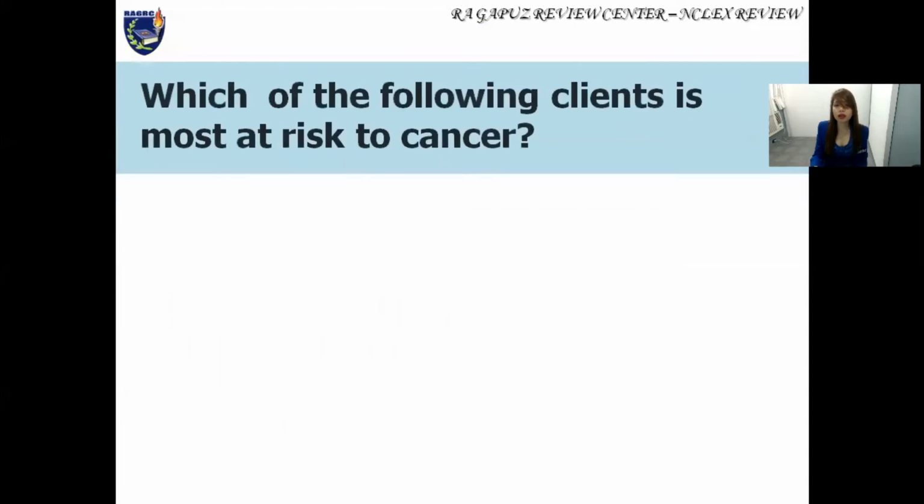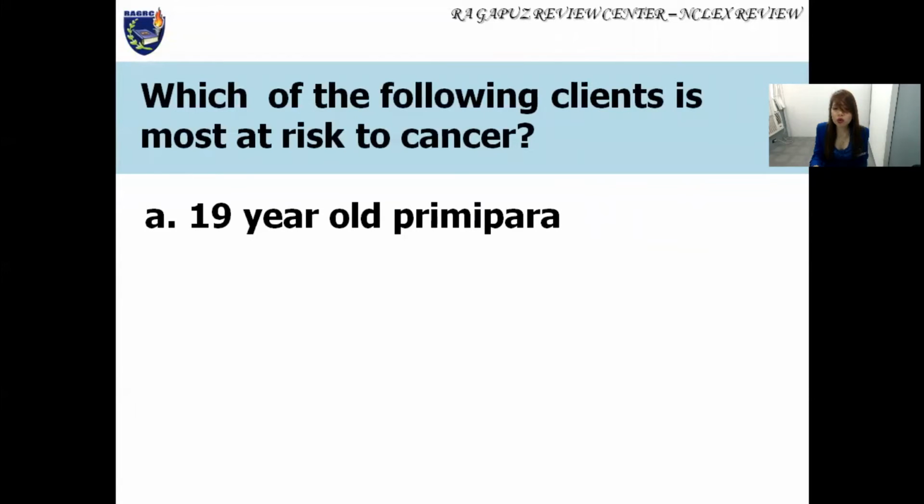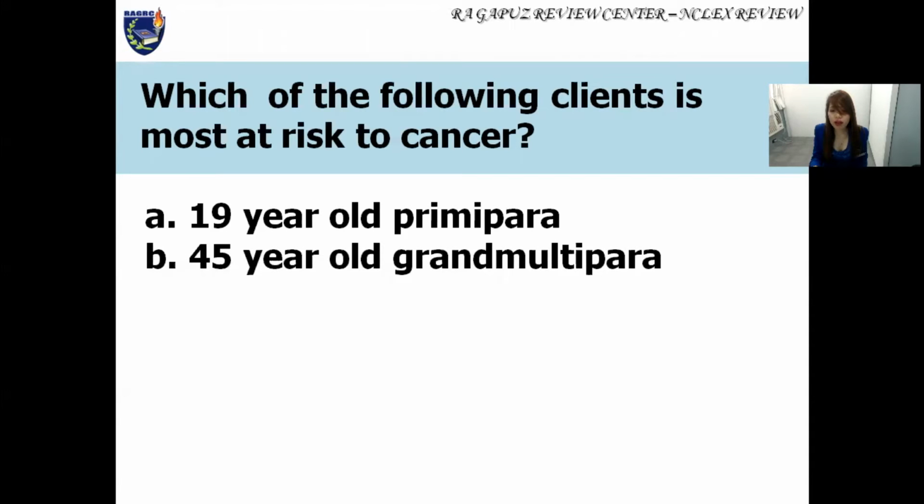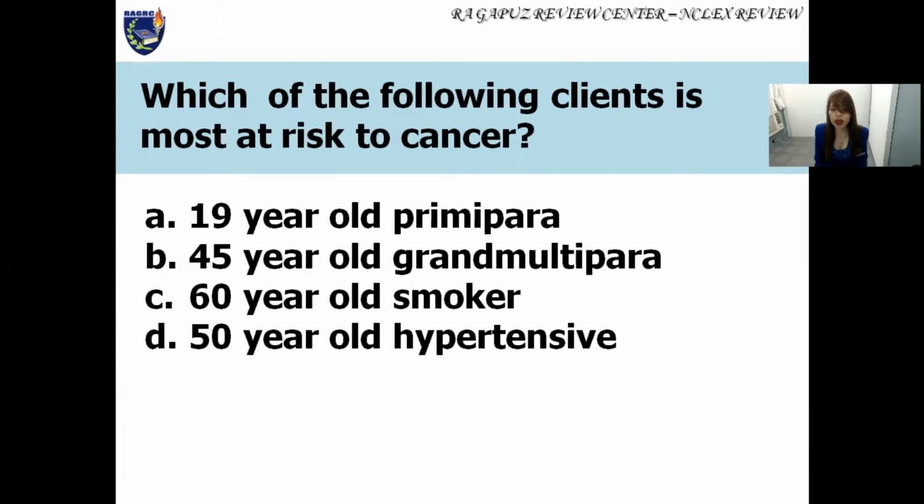Okay, moving on. Next, which of the following clients is most at risk for cancer? A, 19-year-old primipara. B, 45-year-old multipara. C, 60-year-old smoker. Or letter D, 50-year-old hypertensive. So remember, the most distinguishing risk factor for cancer would be age, meaning above 55. Can you see above 55 in the options provided? You are correct. Letter C, 60-year-old.